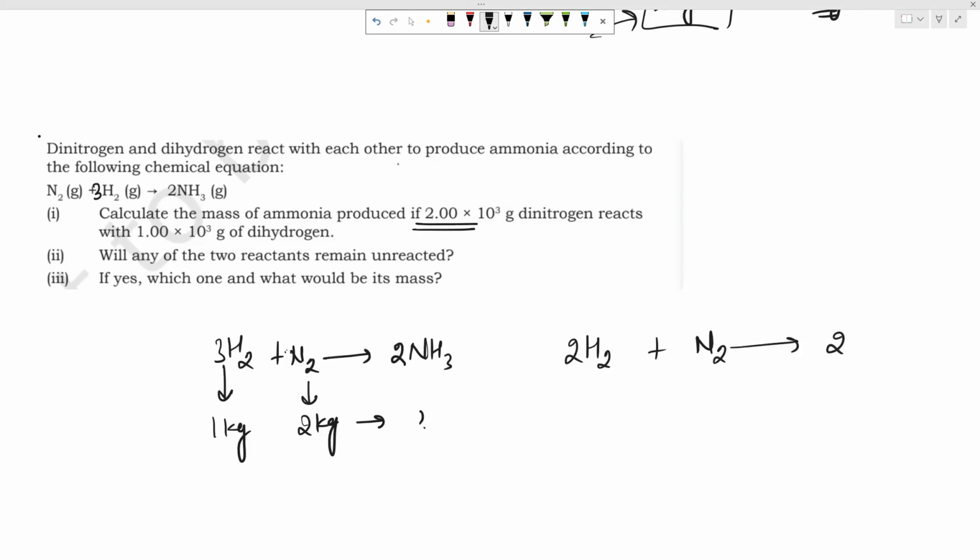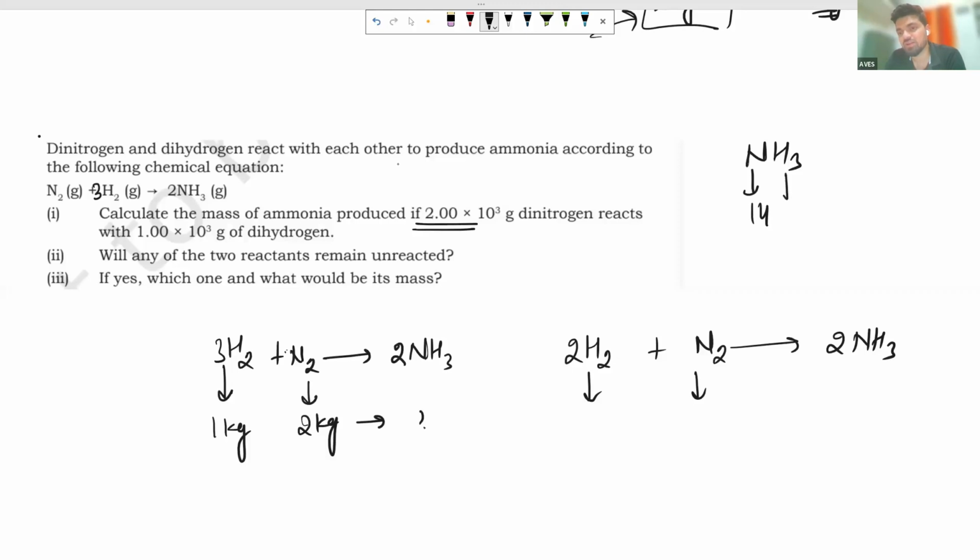Just concentrate here. What is the simplest ratio of nitrogen and hydrogen in ammonia? NH3 is the formula for ammonia. Nitrogen is 14 and here hydrogen is 3. If I write nitrogen first and hydrogen second, it will be 14 is to 3; written the other way, hydrogen to nitrogen is 3 is to 14. And together it gives 17 grams of ammonia.